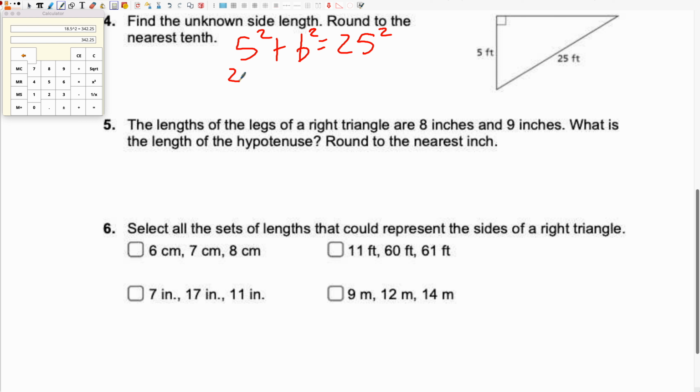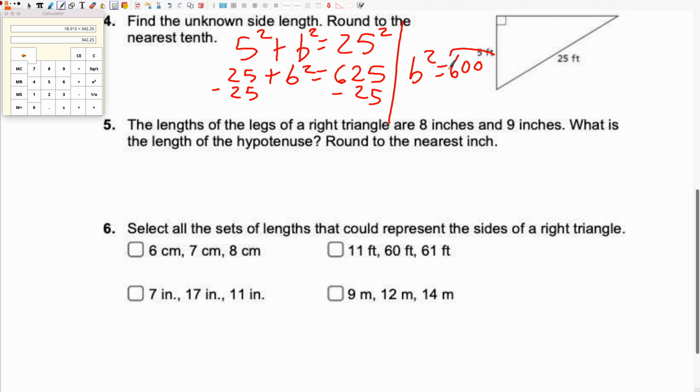So we would do 25 plus b squared equals 625, minus 25. So b squared equals 600. Take the square root of both sides. So the square root of 600 is 24.5, rounded to the nearest 10th. B is 24.5, and we need to label it since measurements are labeled. 24.5 feet.